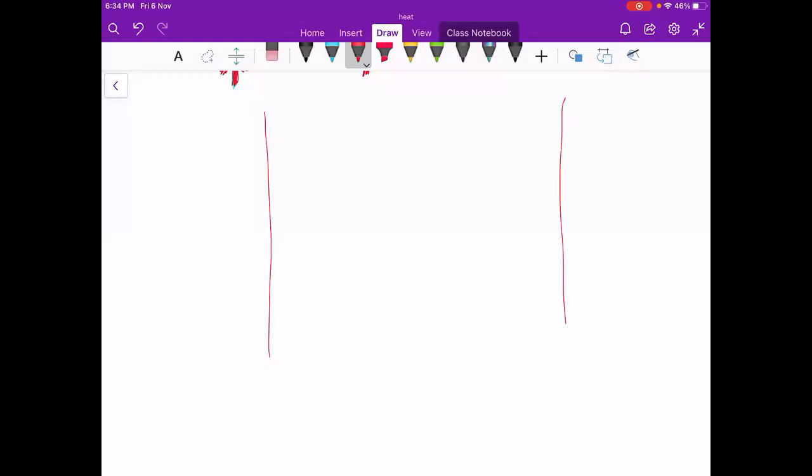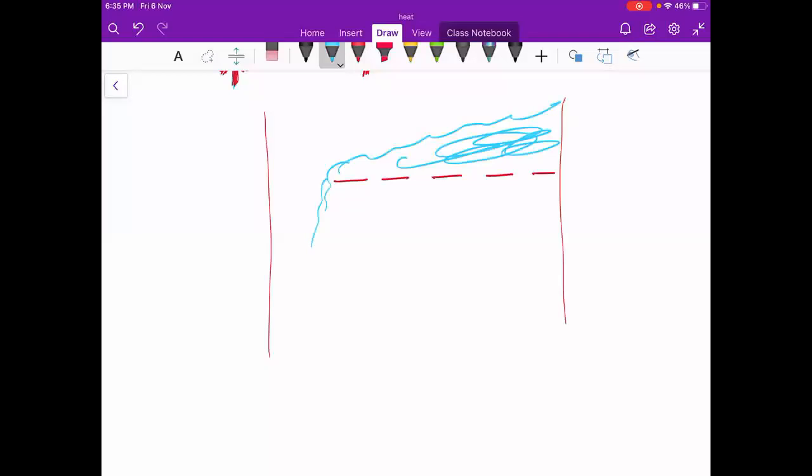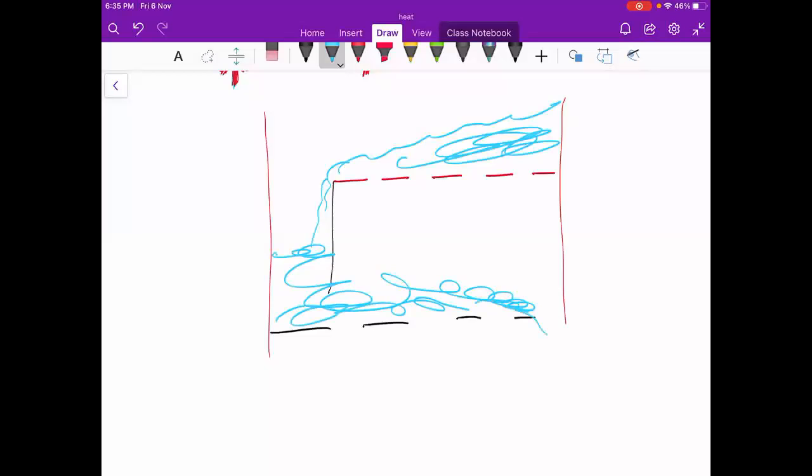Suppose this is a sieve tray and it is full of liquid. The liquid comes from here, then goes like this, and again the tray is full of liquid. In this alternate way the liquid goes down and the vapors rise here, so the liquid and vapors come in contact.